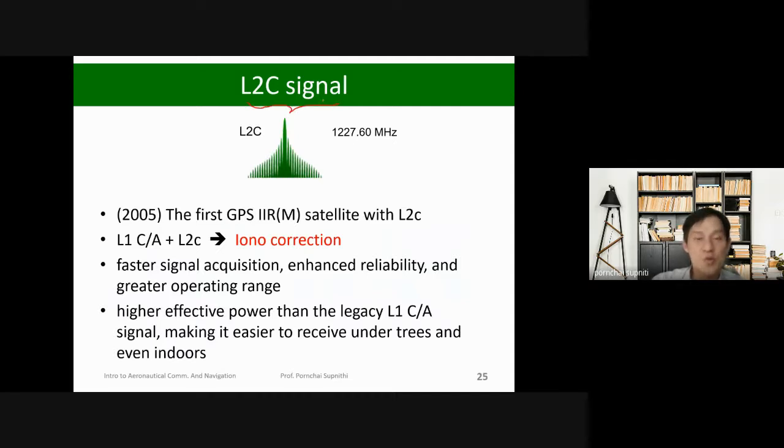So we have L2C. L2C is the L2 for consumers, not used only for military. We can use two frequencies, like L1CA and L2C, for iono correction. They often say that for L1C the power is higher compared to the traditional L1CA signal, so you can receive it under trees or even indoors. Also, they say L1C gives you faster signal acquisition, which means you can synchronize with the signal faster.